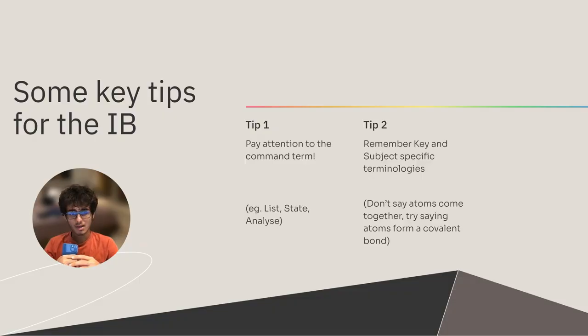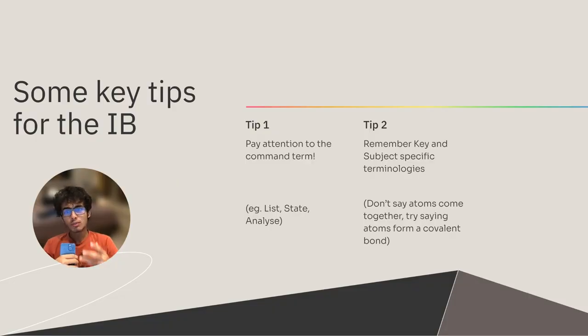Tip number two is remembering key and specific terminologies. And what I mean by that is when you're writing your answer, and this is probably important for the answers that are a little wordy, for example, criterion D, or the long response text. So, for example, if you want to talk about bonding, you don't say, you know, atoms come together. You have to say atoms form a covalent bond.